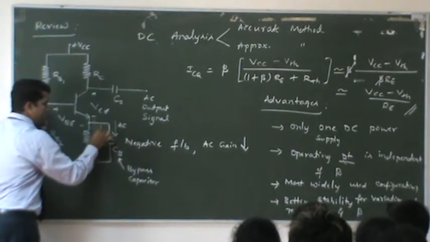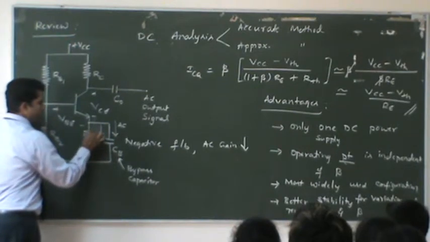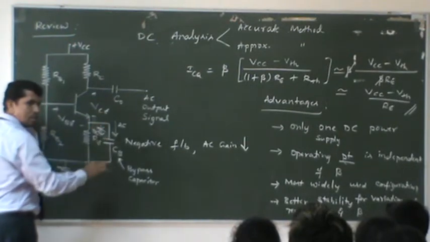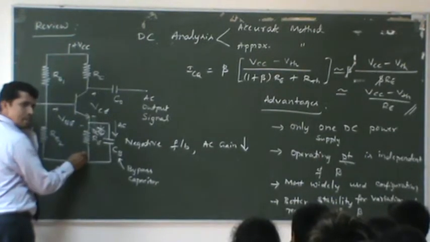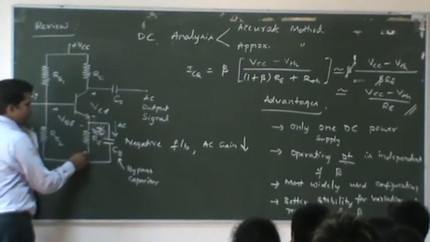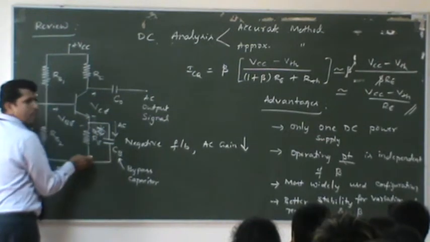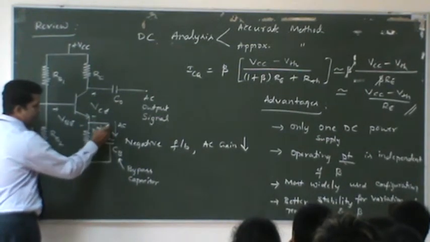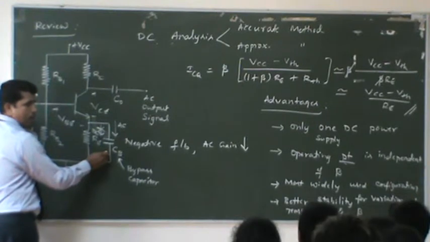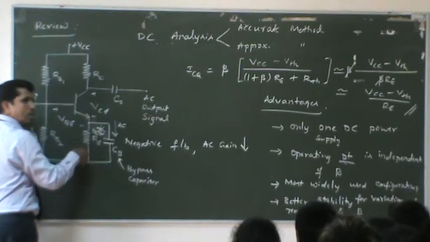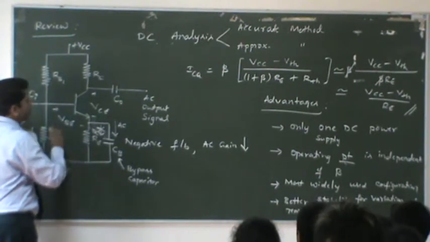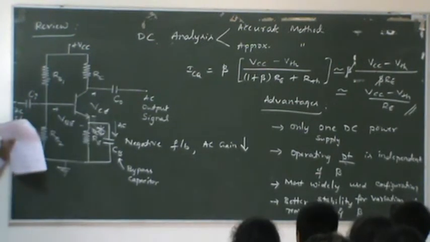But whenever the DC goes through this, it will block it. That means the DC has to go through the emitter resistor. But AC can go through the capacitor here, because for AC this will act like a short circuit. Whenever DC comes here, DC cannot go like this. DC has to go through the emitter resistor. So that means this circuit provides better stabilization.